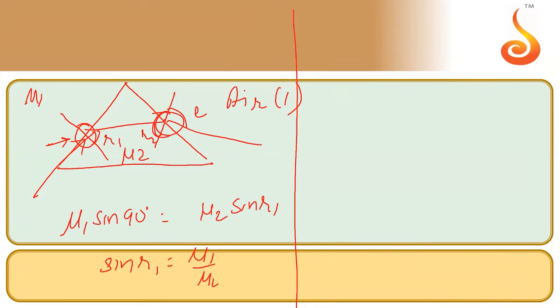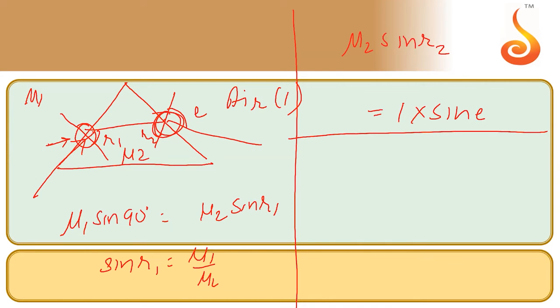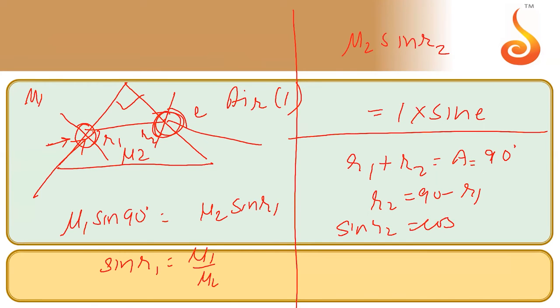Let me apply Snell's law on the second surface also. I end up getting mu2 into sine R2 is equal to 1 into sine E. The question is asking you to figure out the sine E value. Yesterday while discussing, I also told you R1 plus R2 is equal to A, and in this case, A is equal to 90. So R2 will become equal to 90 minus R1. So sine of R2 becomes equal to cos of R1.